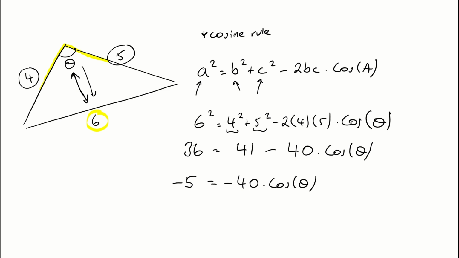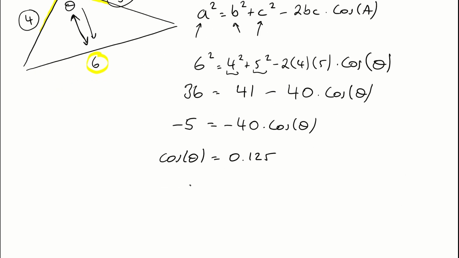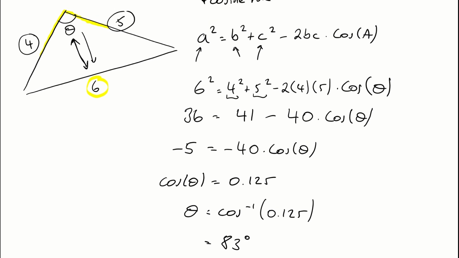If I divide both sides by 40, I will see that the cosine of theta now is equal to 0.125. Okay, so 1 over 8. And so theta is going to be cosine to the minus 1 of this guy here, which just gives me 83 degrees. So I can work out that if this side length is 4, this side length is 5, and this side length is 6, then this angle in here is 83 degrees.